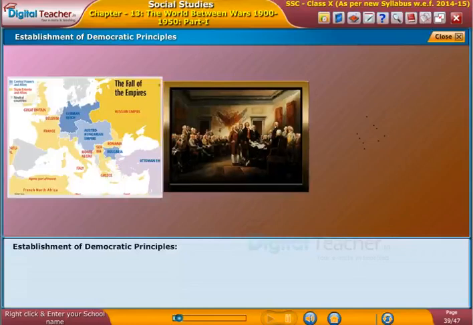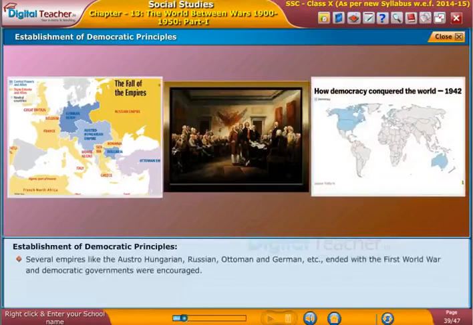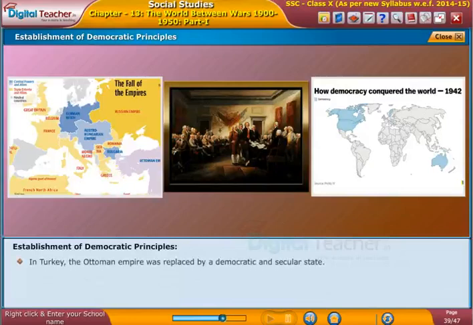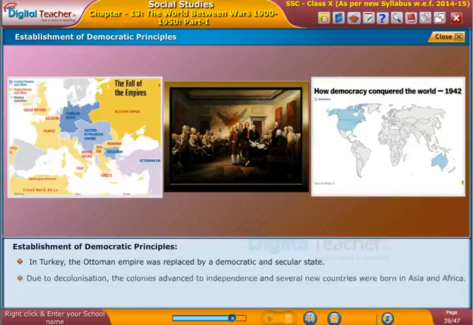Establishment of democratic principles. Several empires like the Austro-Hungarian, Russian, Ottoman and German, etc. ended with the First World War and democratic governments were encouraged. Countries like Russia experienced a socialist revolution, while countries like Germany discarded monarchy and became a Weimar Republic. In Turkey, the Ottoman Empire was replaced by a democratic and secular state. Due to decolonization, the colonies advanced to independence, and several new countries were born in Asia and Africa.